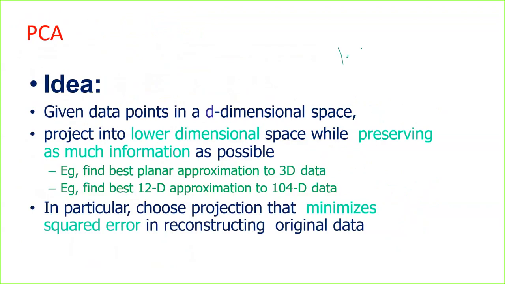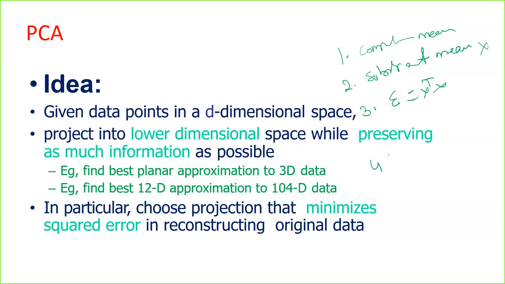Compute the mean. Find the mean. Second step: subtract the mean from X. We will get zero mean data, right? So let X be the zero mean data. Now what is the third step? Covariance. Sigma is equal to X transpose X. Fourth step: find the eigenvalues and eigenvectors of this covariance matrix sigma. Fifth step: sort the eigenvectors based on their eigenvalues.